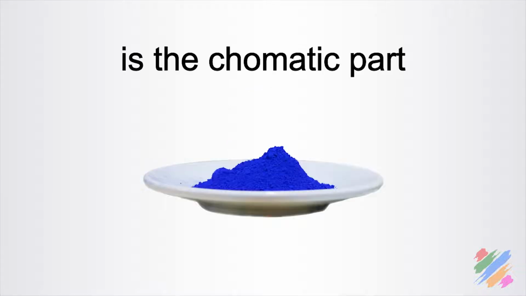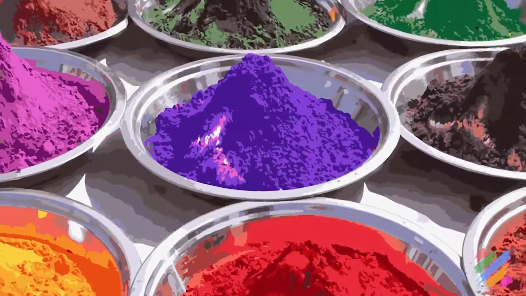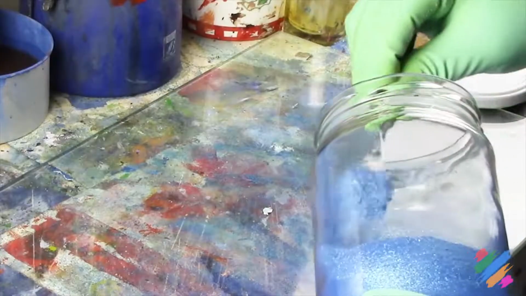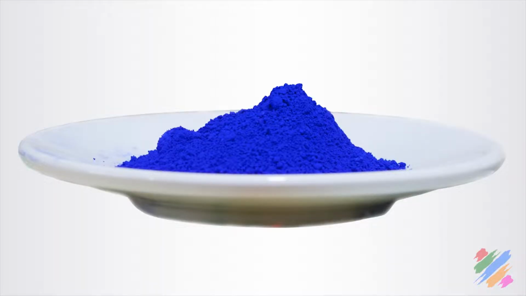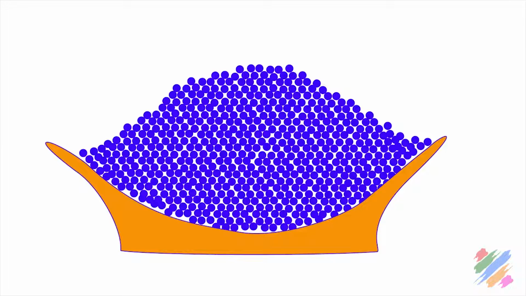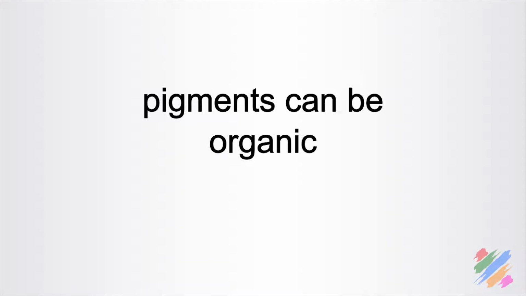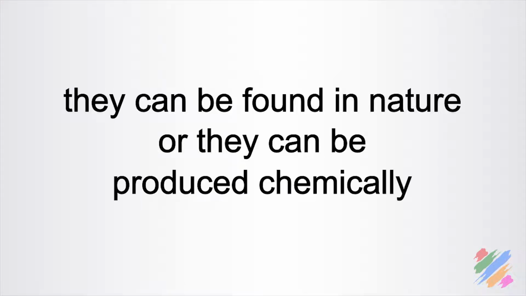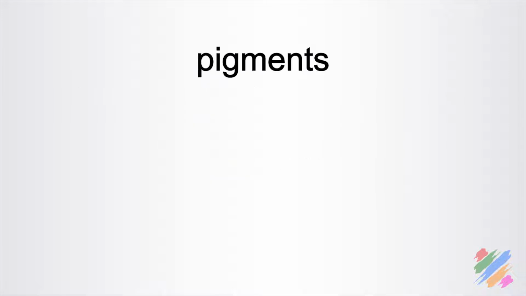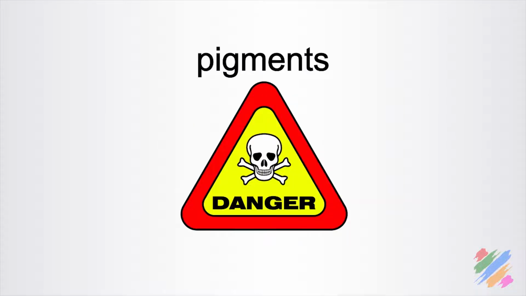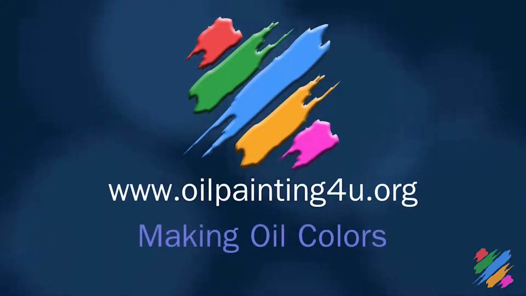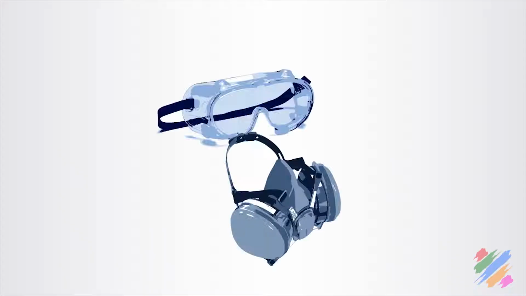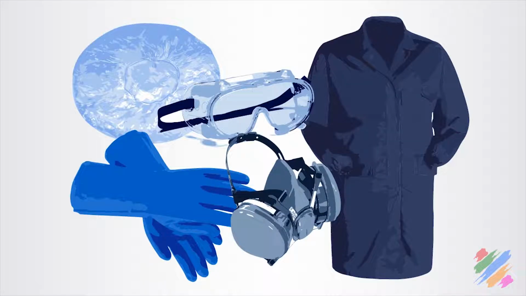The pigment is the chromatic part of the paint, so it can be of different colors. From our point of view, we will see the pigment as a dust made by a huge number of very small grains, all of the same color. Pigments can be organic or inorganic. They can be found in nature or they can be produced chemically. Pigments can be very dangerous for our health, so if you decide to work with them, it's better if you first watch the video on oil color production, where you will find some basic notions about safety.